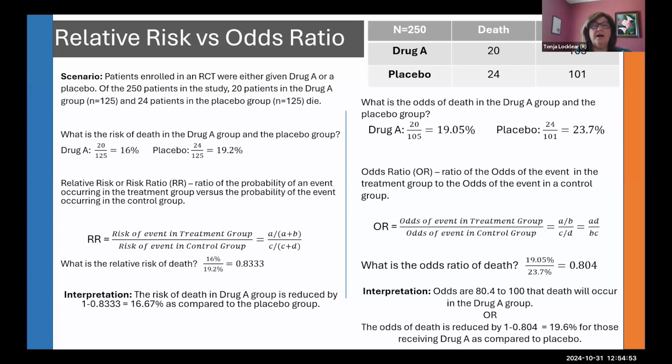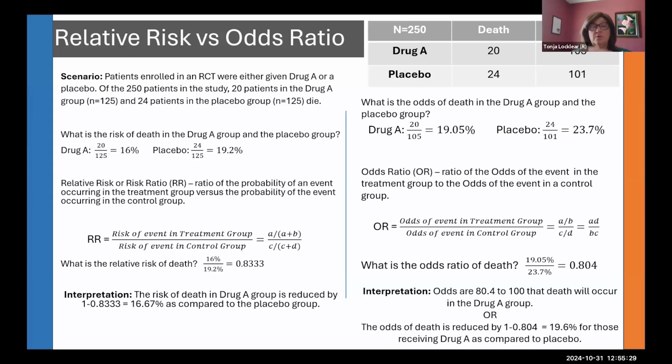When we're looking at the odds, we're looking at the odds of death in drug A versus the placebo group. For drug A, we have 20 people that died, and instead of using 125 like we did for risk, we're using the 105 who did not die. So we have 19.05% odds for those that died in the drug A group. For the placebo, it's 24 that died and 101 that did not. So we have 23.7% in the placebo group.